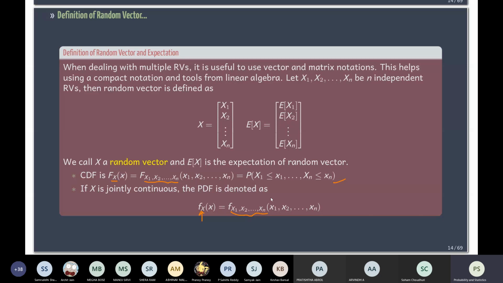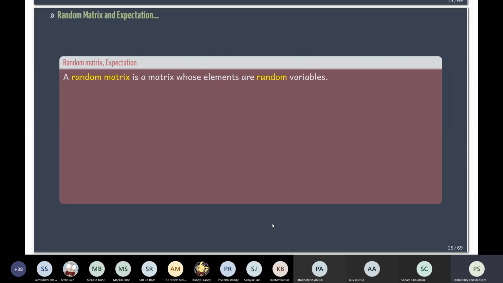OK, so this is also seen as a vector. So this small x is seen as a vector x1, x2, xn, and then we have a capital X with the components capital X1, capital X2, capital Xn. So these are like shorthand notations.